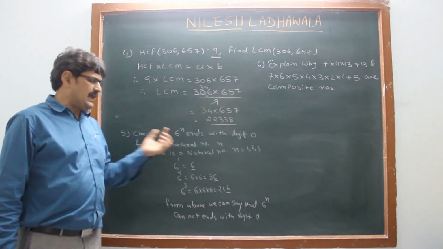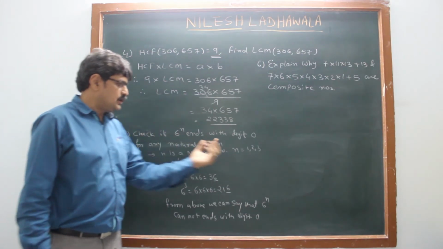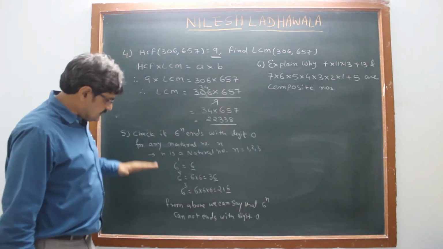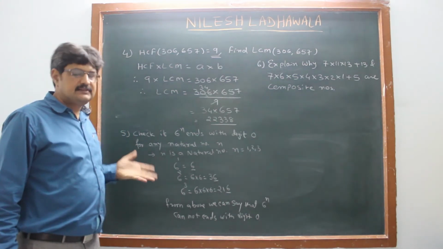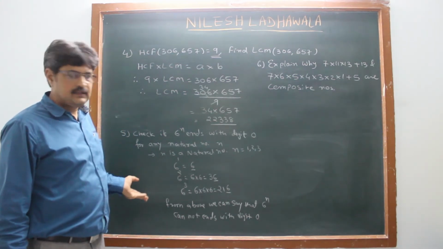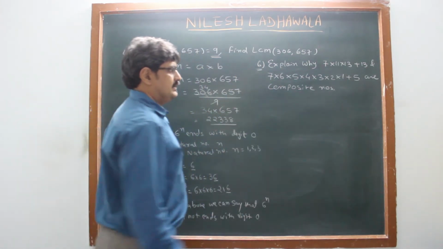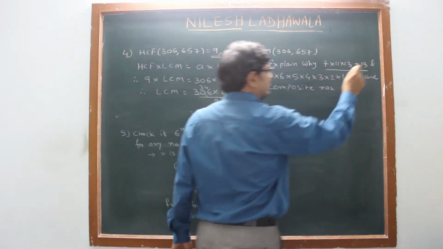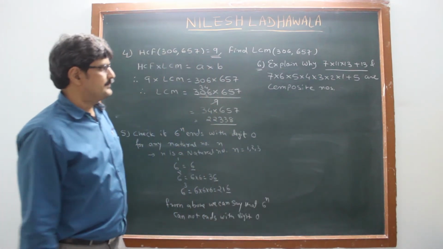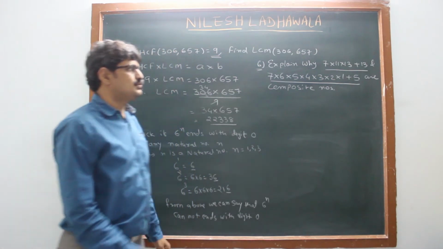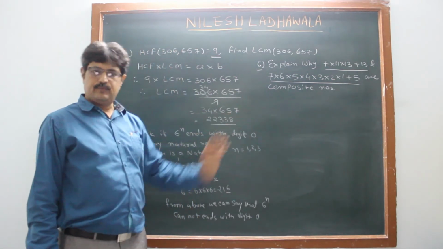So if you are given any number, what you have to do? You have to simply substitute the values of n. And if it is, you can say yes. If it does not occur, you can say no. Now the sixth one, that is explain why 7 into 11 into 13 plus 13 and 7 into 6 into 5 into 4 into 3 into 2 into 1 plus 1 are composite numbers.